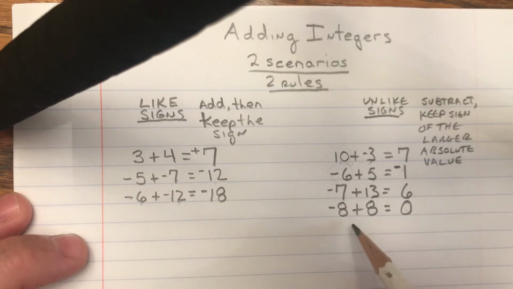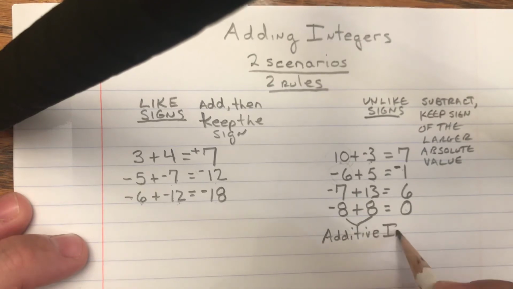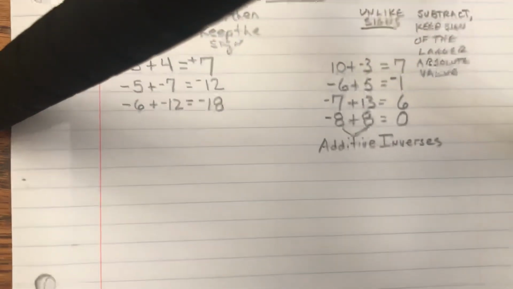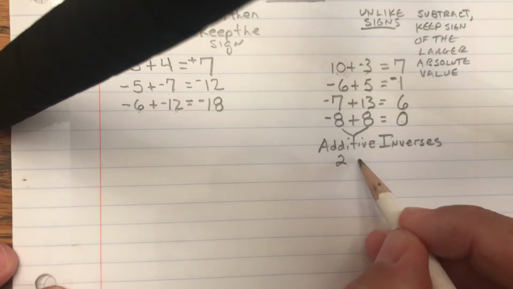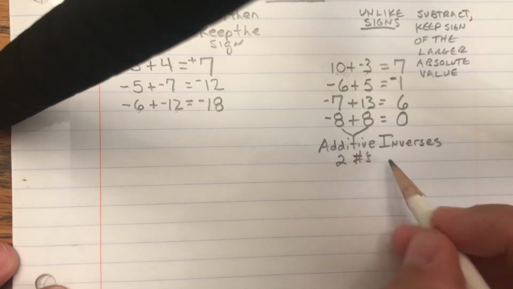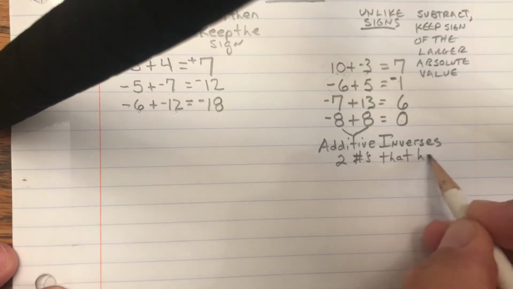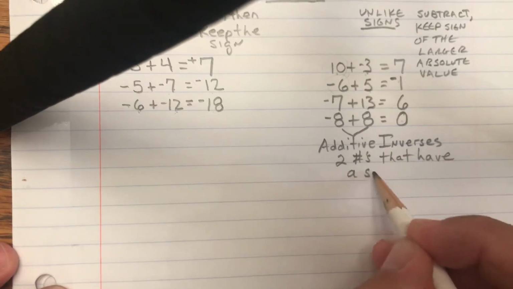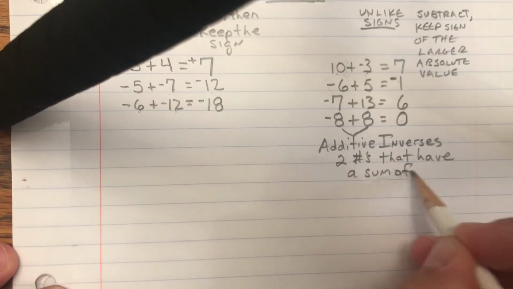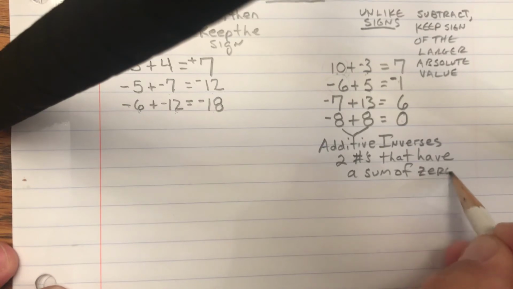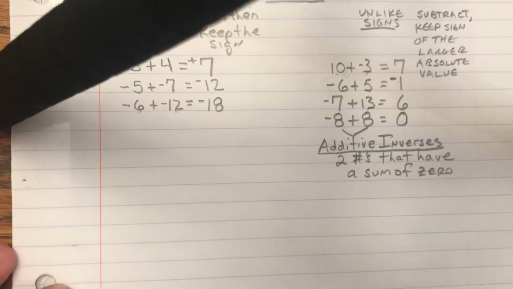Now, these two numbers are called additive inverses. The reason I bring this up is this is gonna come up time and time again. We're going to use it later when we're doing some algebra. Additive inverses are two numbers that have a sum of 0. In other words, they add up to 0.